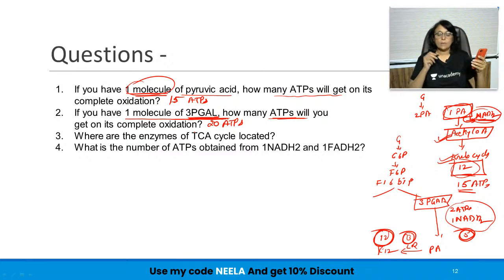Alright, let us come to the third question. Where are the enzymes for TCA located? This is our third question, and here the answer is that enzymes for TCA are present in the mitochondrial matrix. So this answer is right. TCA is Krebs cycle, so it is in the matrix of mitochondria. So this answer is correct.